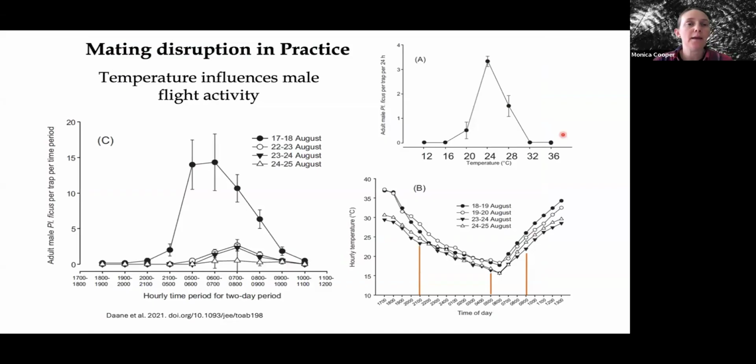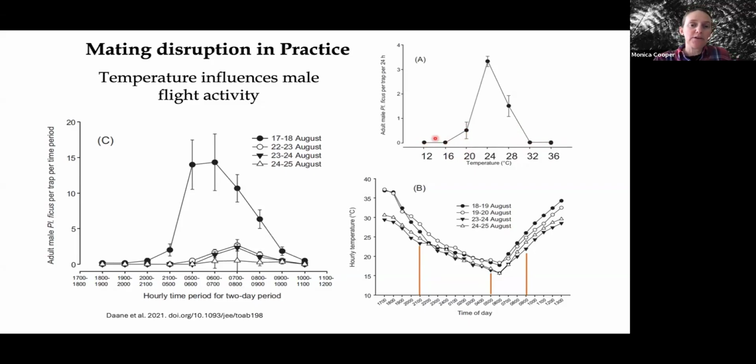The other thing to know, and we don't really do this in practice, although if you had an aerosol dispenser, you could time it to release at certain times of the day. But we do know that temperature influences male flight activity. So beyond a certain temperature, the males are just not going to take off and fly. And in the laboratory, we can see that for vine mealybug, we have flights between the temperatures of 20 and 28 degrees Celsius, but above that, you don't get much flight activity, nor do you get much flight activity below that.